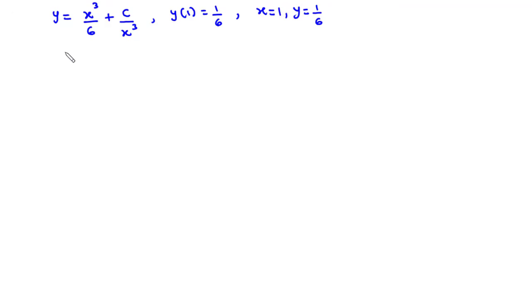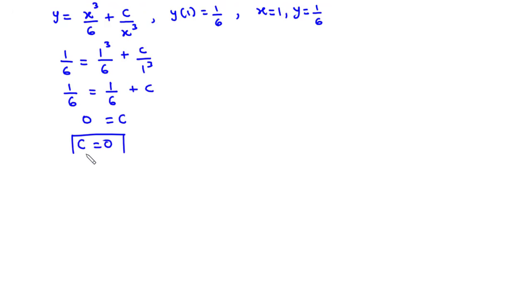So for y we have 1 over 6 equals 1 cubed over 6 plus c over 1 cubed. So this becomes 1 over 6 equals 1 over 6 plus c. We transpose this to the left hand side, it becomes 1 over 6 minus 1 over 6, which is 0, equals c. Therefore we have c equals 0. So this is the value of c.